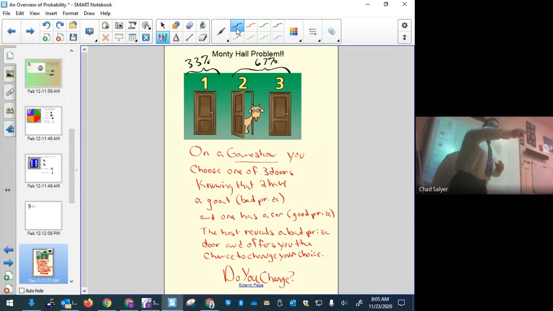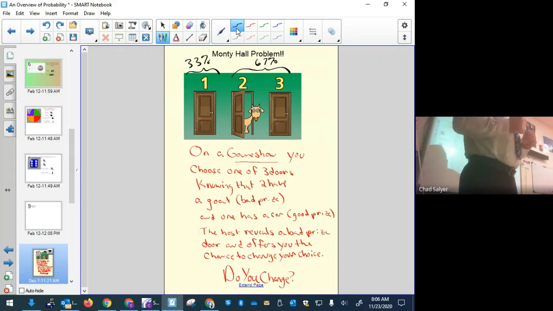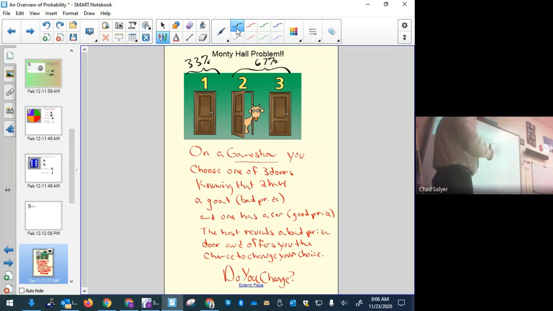In other words, you should always swap. Now, does that mean you will always win if you swap? No. But it is statistically advantageous to do so. So you should always swap in this scenario.